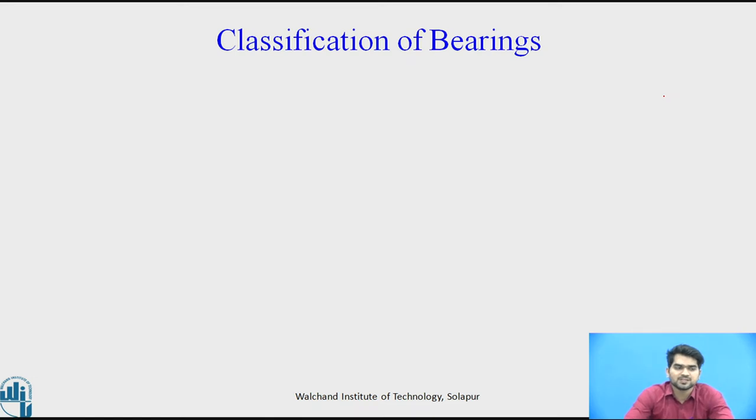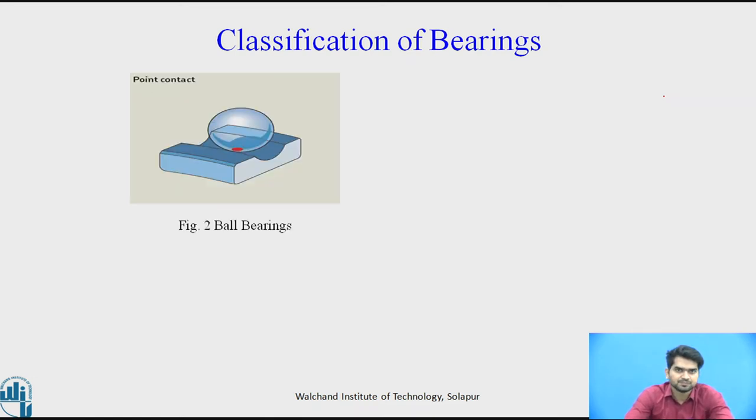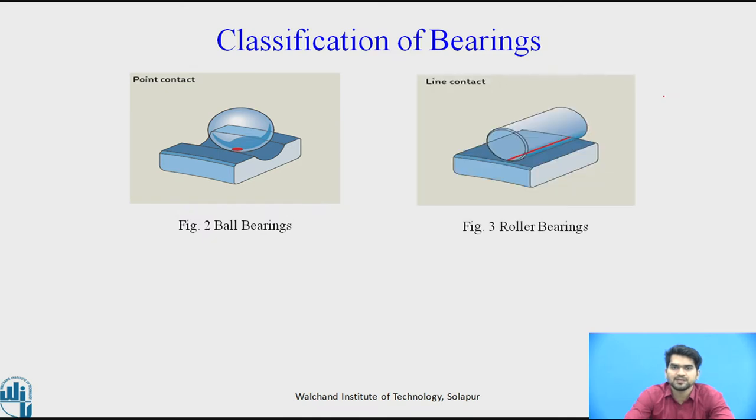Next is classification of the bearing. Mainly the bearings are classified into two types. One is ball bearing and the second one is roller bearing. If you observe the ball bearing and the roller bearing, it depends upon the point of contact. In case of the ball bearing, there is a single point of contact. Because of this single point of contact, the wear rate is very less.